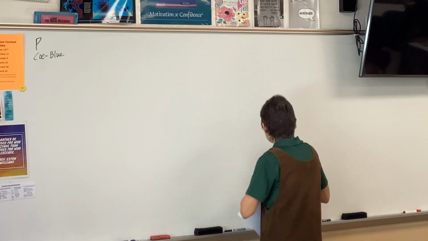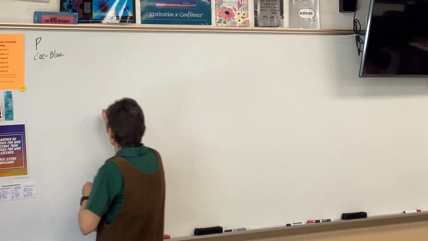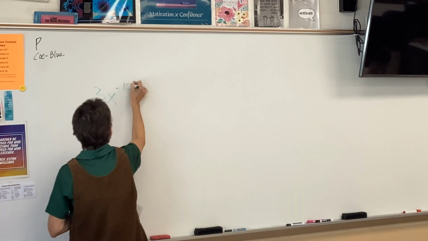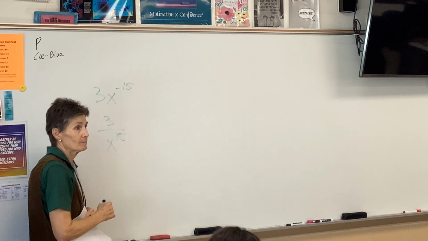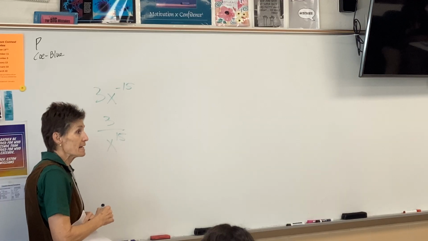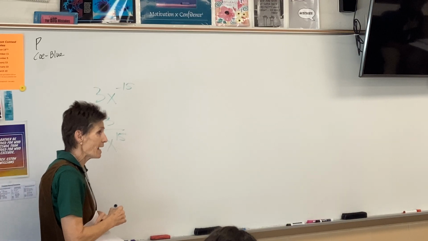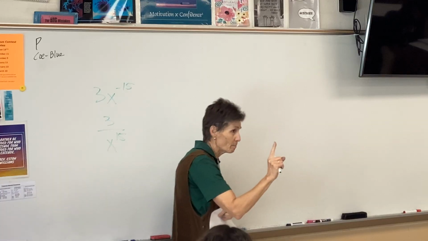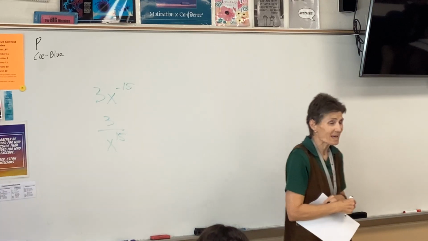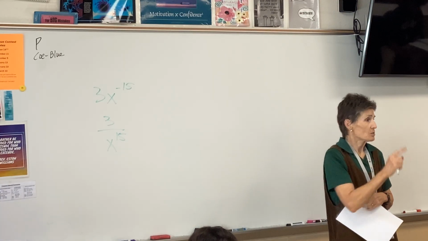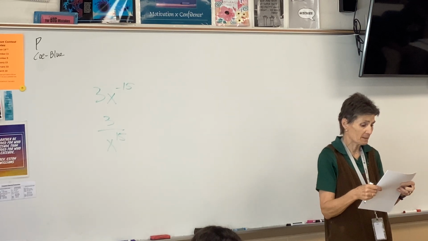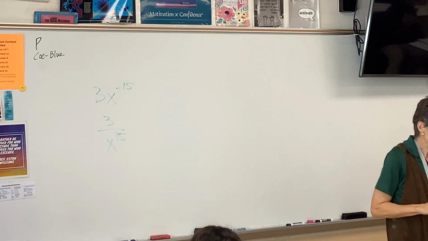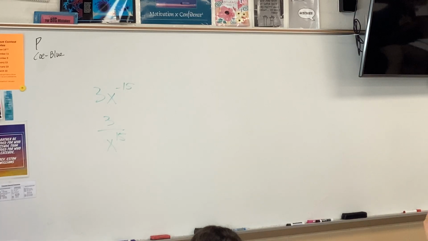Remember, a negative exponent means it goes to the denominator, right? And if you're a polynomial, you can't have x's in the denominator. So no negative exponents, because that means x's in the denominator. Now, I'm going to tell you that b is not a polynomial.